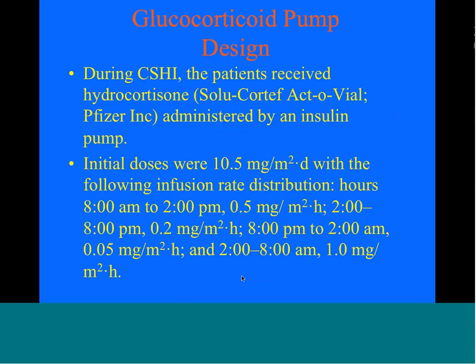From 8 a.m. to 2 p.m., it was 0.5 milligrams per meter squared per hour. So that was the sort of morning to early afternoon dose. From 2 p.m. to 8 p.m., they got a lower dose of 0.2 milligrams per hour. From 8 p.m. to 2 a.m., they got 0.05 milligrams per meter squared per hour, so very low. And then they got their highest dose from 2 a.m. to 8 a.m. at 1 milligram per meter squared. This to me seems like a pretty high dose overnight. It's very important to see how they did the dosing.